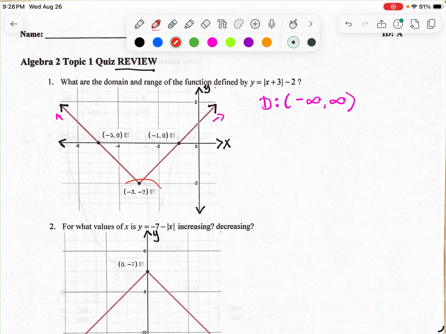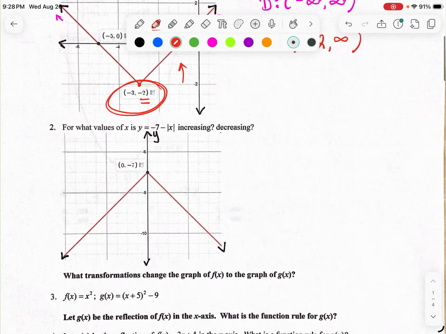We can see here that the lowest this graph goes is the point -3, -2. Now remember, the range are your y values. So I'm looking specifically at this -2 here, and then my graph is going up. Since there is a point there at -2, I'm going to write square bracket -2 to positive infinity. That's domain and range.